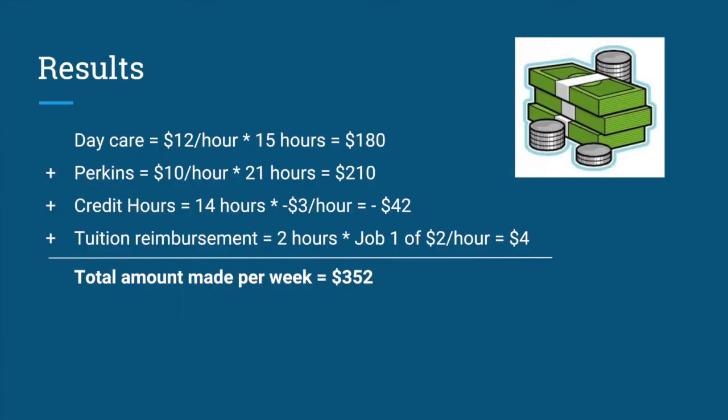Each week, John can expect to make $180 at his daycare job and $210 at his job with Perkins. By taking 14 credit hours, John will pay $42. His daycare job will then reimburse him $4 for tuition, and Perkins will reimburse him $0 because he did not take more than 14 credits. In total, John will make $352 per week if he follows this optimized schedule we have developed for him.